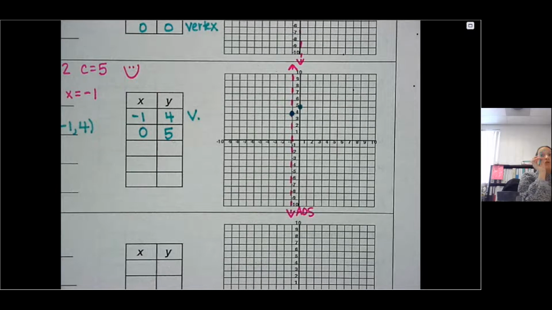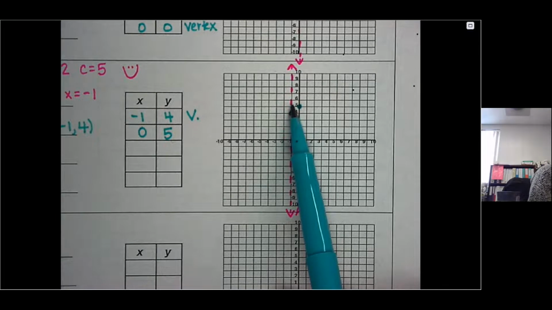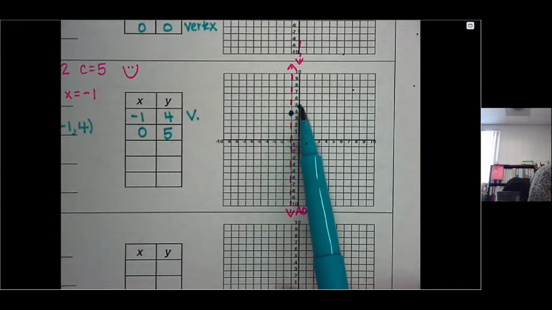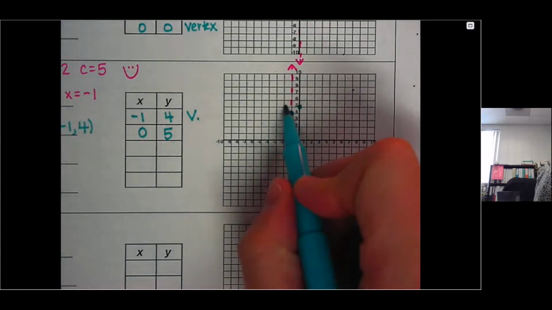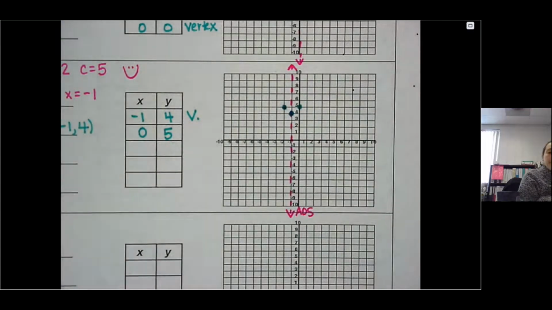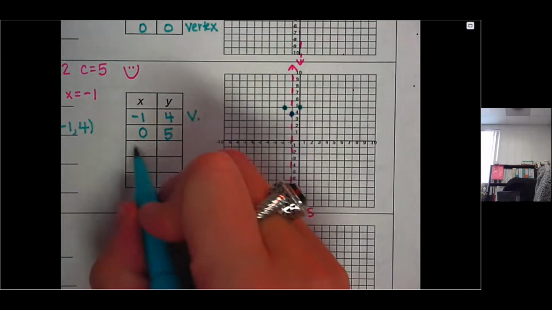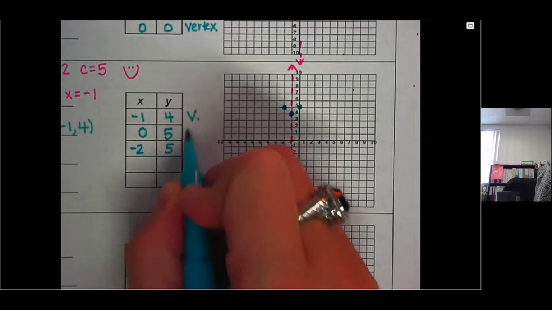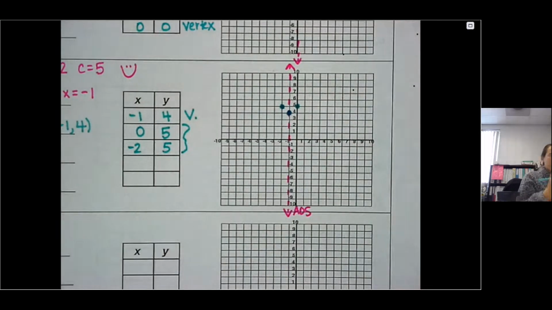(0, 5). Well, the mirror point should be the same distance away from this pink line and right next to it. It should be right here, which is, yes, (-2, 5). Oh, it's a happy graph. Yeah, happy graph, that's why. So that is (-2, 5). And those are the mirrored points. I'm just going to put a little thing by them to show that they're the same.